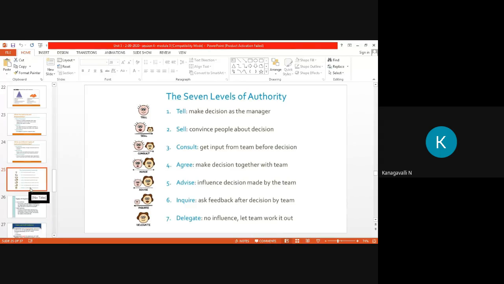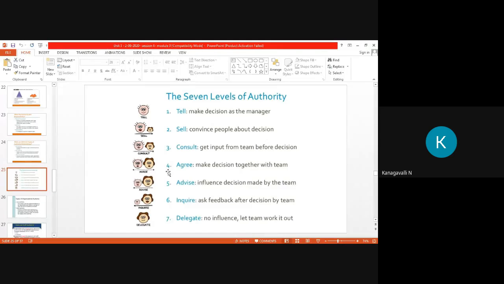Before moving on, we know clearly the line authority and staff authority differentiation, and we will see them one by one. See the diagram, these are the seven levels of authority. Tell authority is just making decisions as the manager. These are the common keywords involved in these levels of authority.